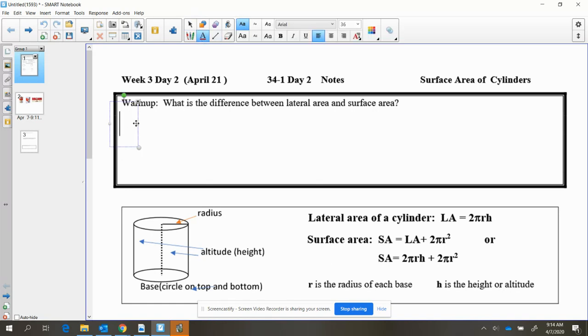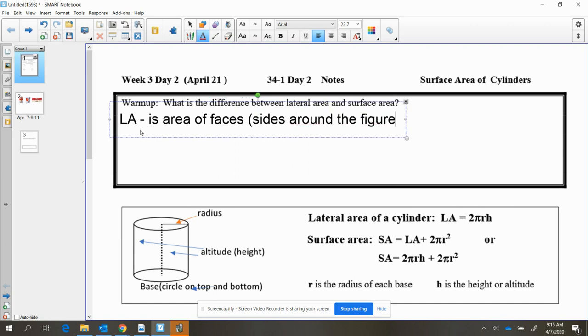Well, to recap what we talked about in the first lesson with our prisms, the biggest difference between the lateral area and the surface area: the lateral area is the area of the faces around the figure, right? Our sides around the figure. What they do not include are the bases of our figure.